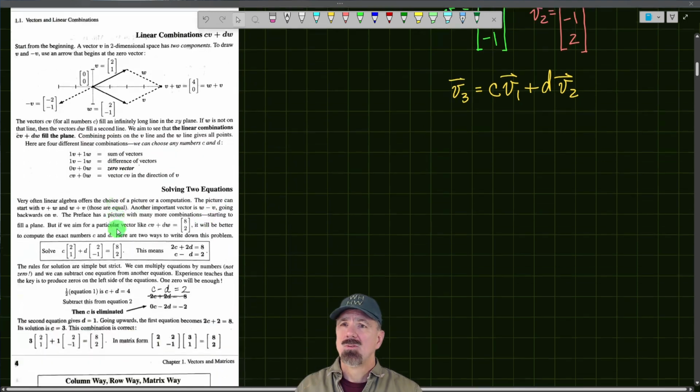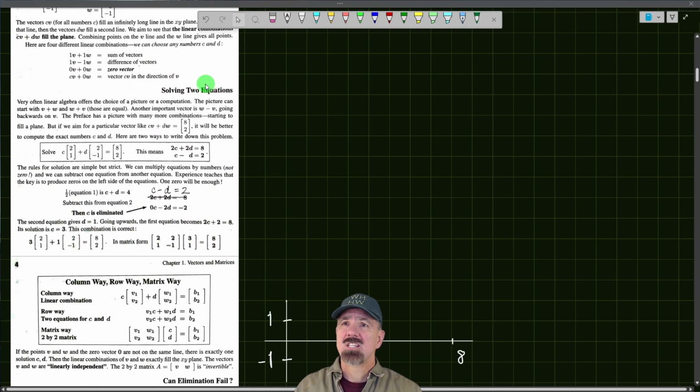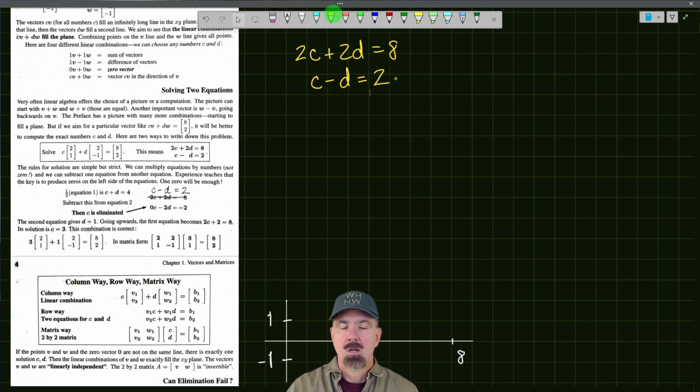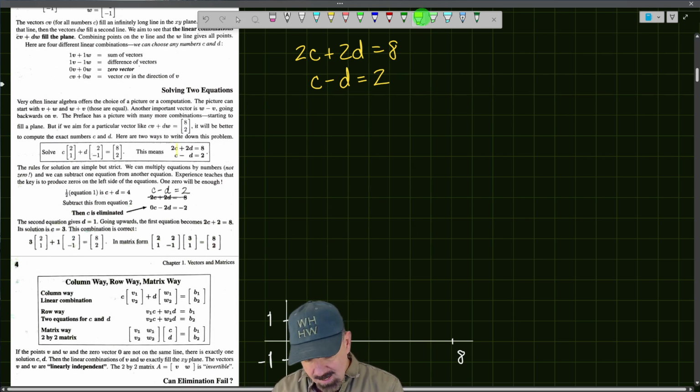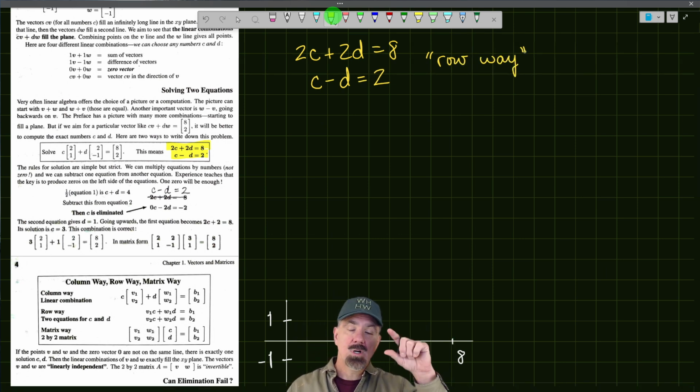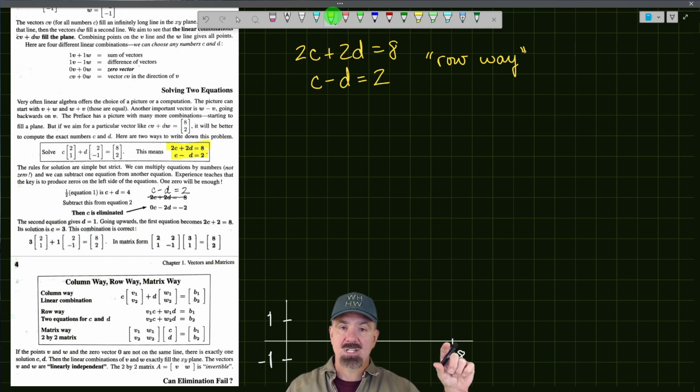All right, so now we're going to move on to this concept of solving equations, which is something you're familiar with. Let me just write down the equations. So these are the equations that Strang has provided right here. And we can write them in this manner, which Strang refers to as the row way, where each row, and we'll see this when we build a matrix, each row represents an equation.